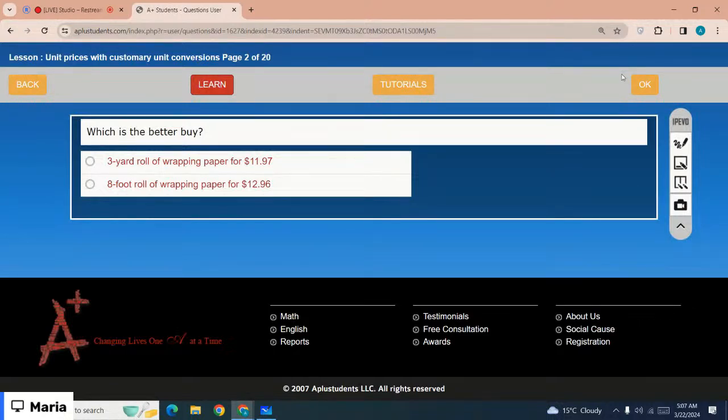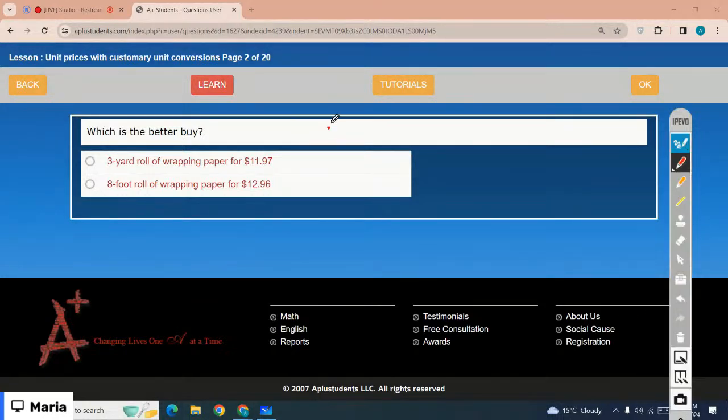So how to convert? 1 yard equals 3 feet. Here you have 3 yards given, so 3 yards equal 3 times 3, which is 9 feet. So divide 11.97 by 9.